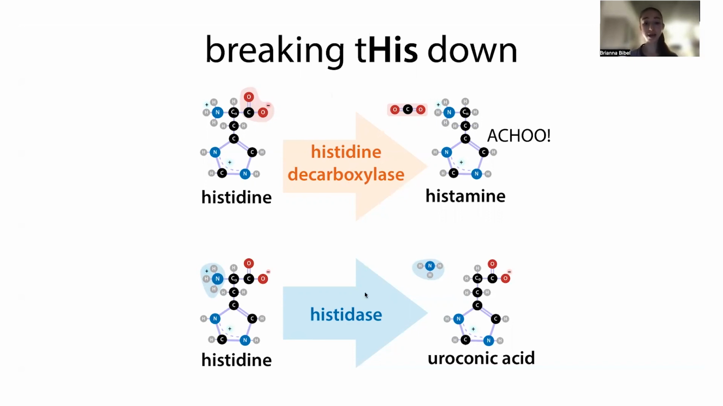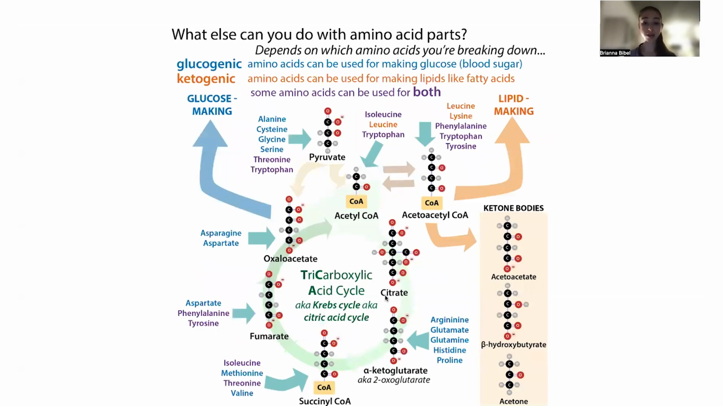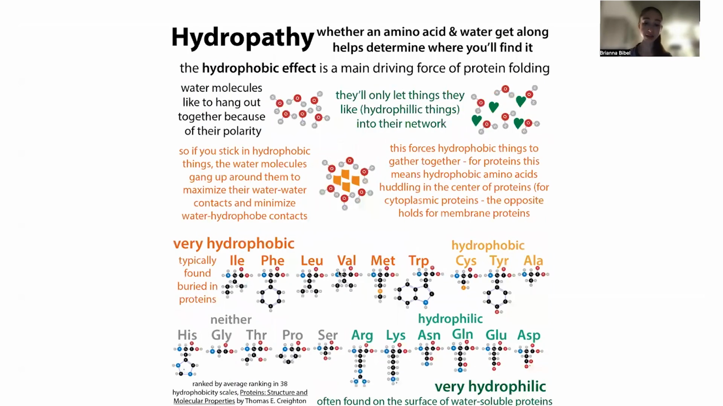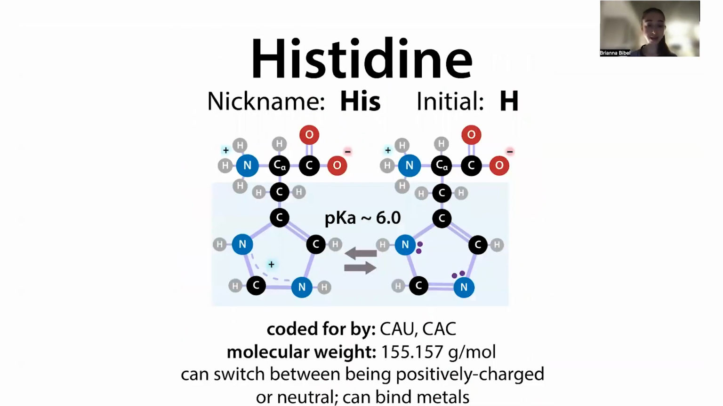Another way to break histidine down is by using histidase, which removes the ammonia group. There are a variety of ways you can break down histidine, and you end up with glutamate. This glutamate can then enter the tricarboxylic acid cycle, which means it can be used to make glucose. So we call histidine glucogenic. As you might have guessed, based on having that positive charge, at least sometimes, histidine is going to be hydrophilic, so you're often going to find it on the surface of proteins. So that's the basics of histidine.